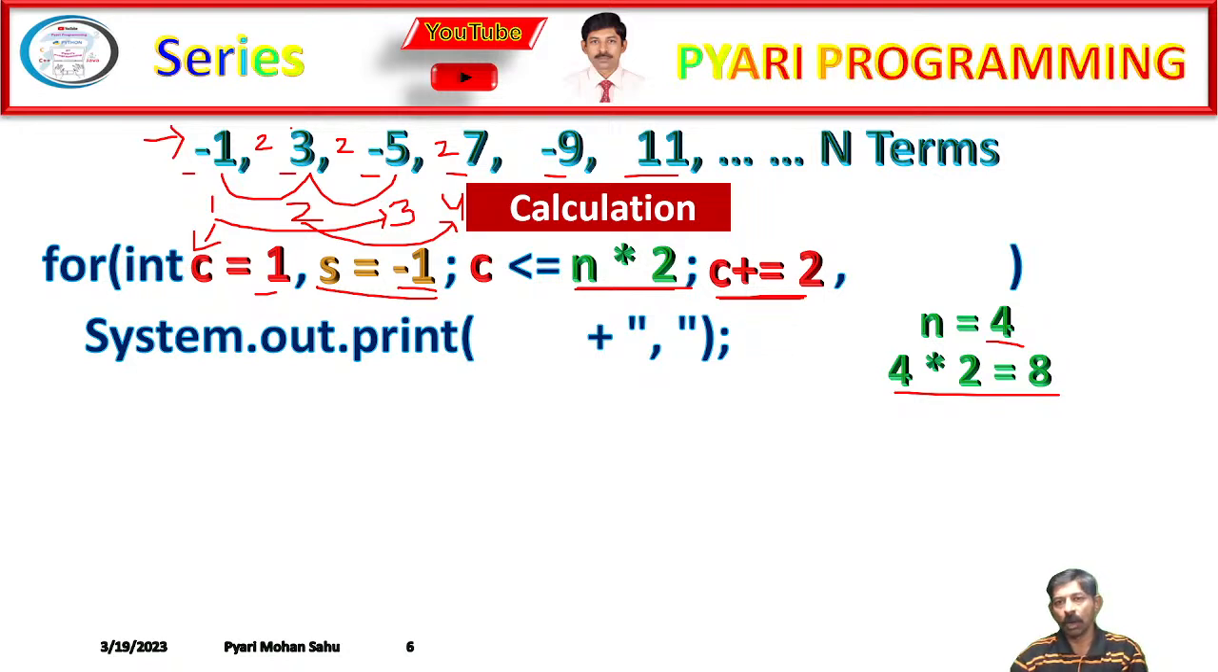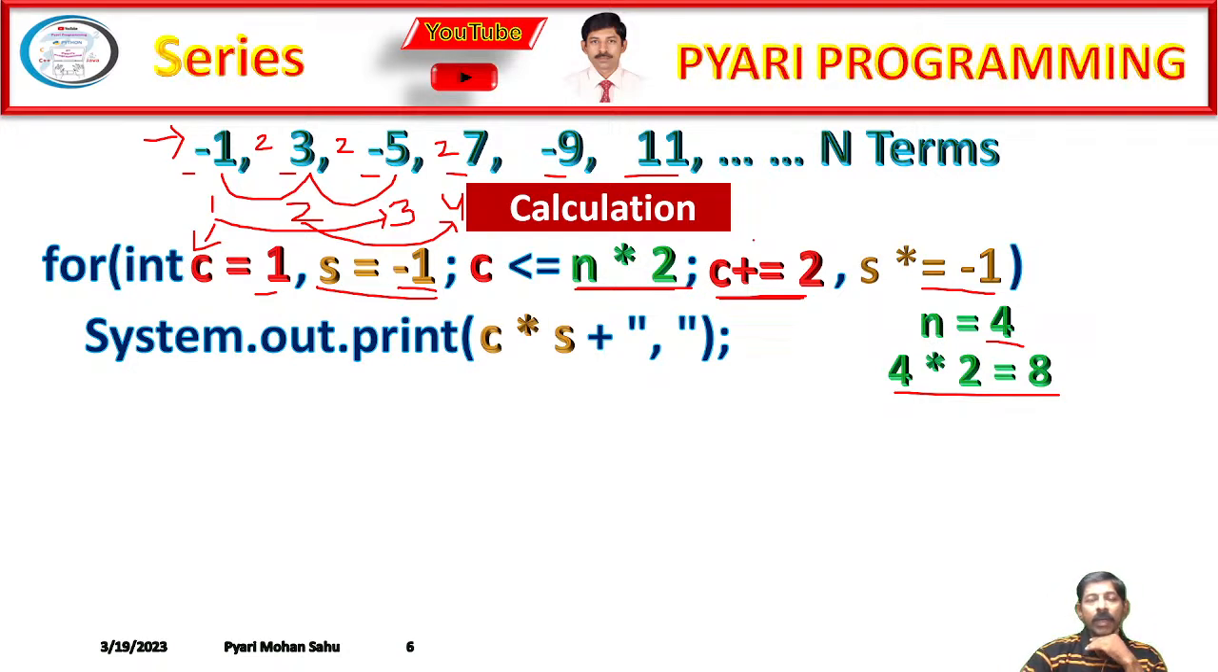Now sign is equals to sign into minus 1. Initially sign is minus 1. Minus 1 into minus 1 is plus 1. Next time plus 1 into minus 1 is minus 1. Next time minus 1 into plus 1 is your again plus 1. So alternate हो गया अपने आप.